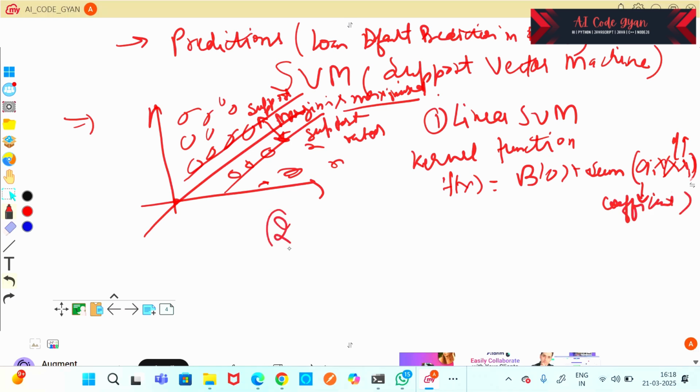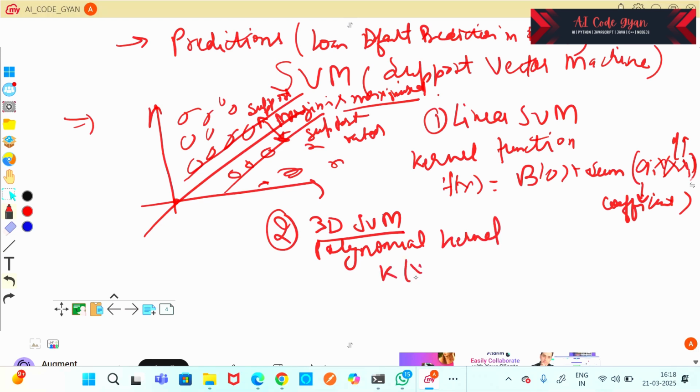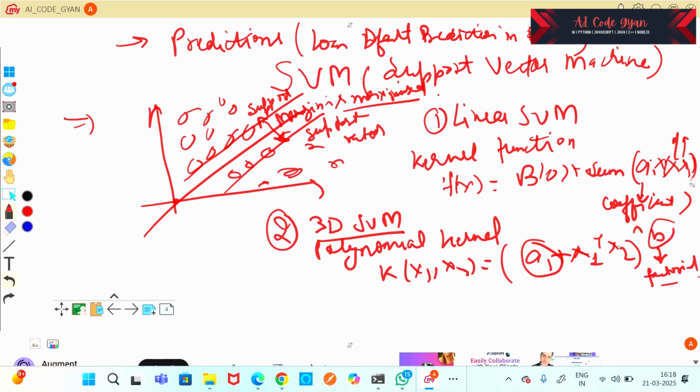And if it is a polynomial, like a 2D or 3D SVM, we are going to use a polynomial kernel. So the function goes: k(x1, x2) is equal to (a1 + x1 transpose x2) raised to b, where a1 is a constant and b is the degree, or you can say raised to a factor b.